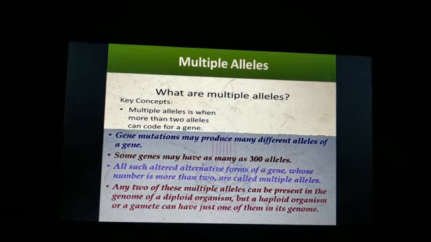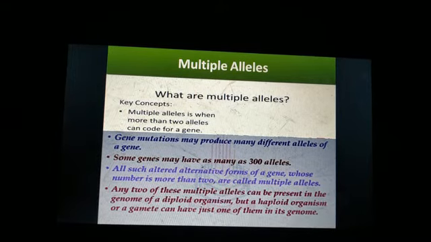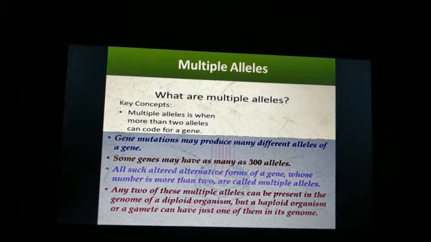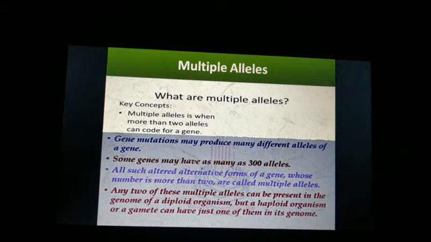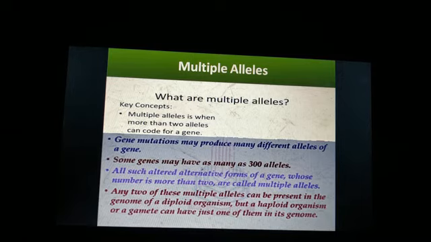So basically you need to remember what exactly multiple alleles are. We have seen that multiple alleles is when more than 2 alleles can code for a particular gene. And examples such as the human ABO blood group, where we have seen 3 alleles, and the eye color in Drosophila, these are the examples of multiple alleles.